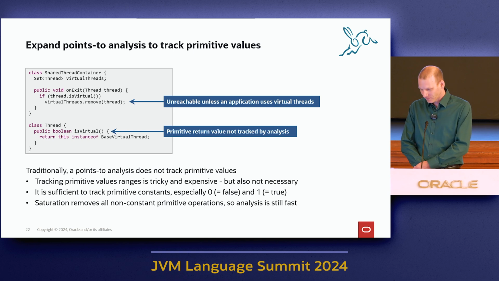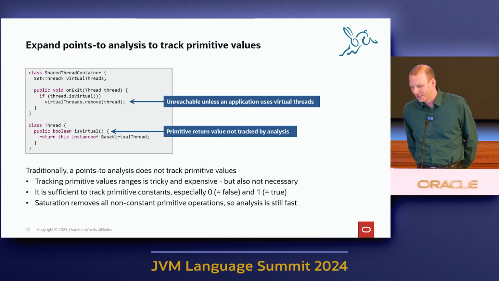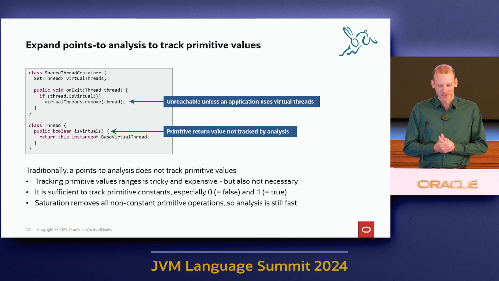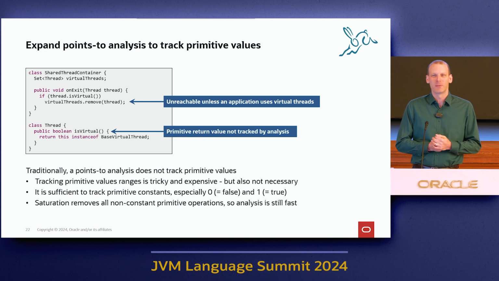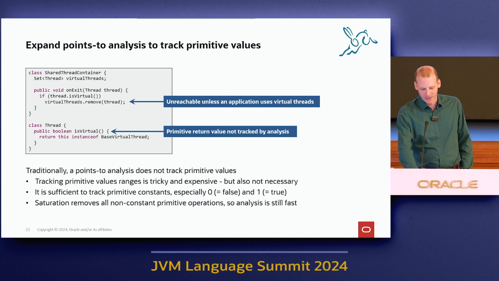The same way you can propagate around types, you can also propagate around primitive values. You could do that in a very fancy way, propagating around ranges that primitive values can have. But it's not even necessary, because in the end, you only need to track primitive constants. Also very intuitive: you just need to track whether something is 0 or false, or 1 or true. And you already have most of the precision that you can gain. So you don't need to make your analysis slower and much more complex. You just propagate around these basic primitive values.